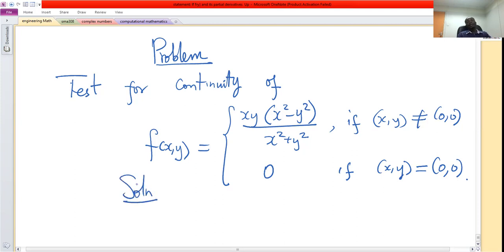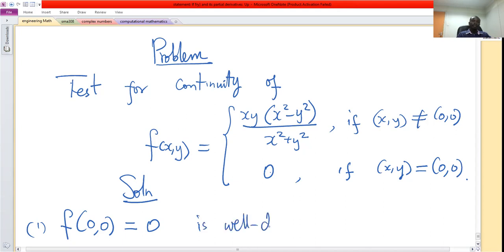So, solution. The first thing, you see that f at (0, 0), according to this function, is 0. Because they have told us that when (x, y) is (0, 0), then the value of the function is 0, or the formula defining f of x, y is 0. So f of (0, 0) is well defined. So the first test for continuity has been satisfied.